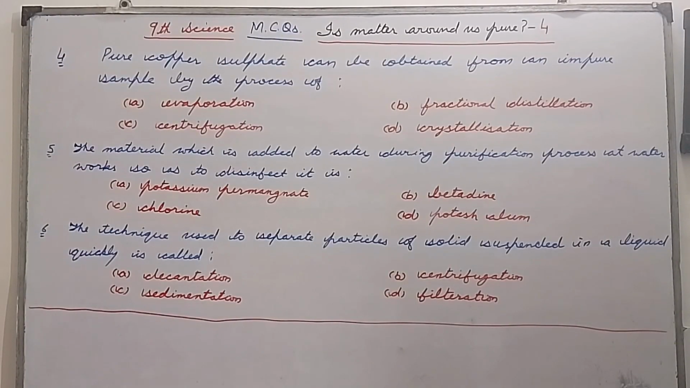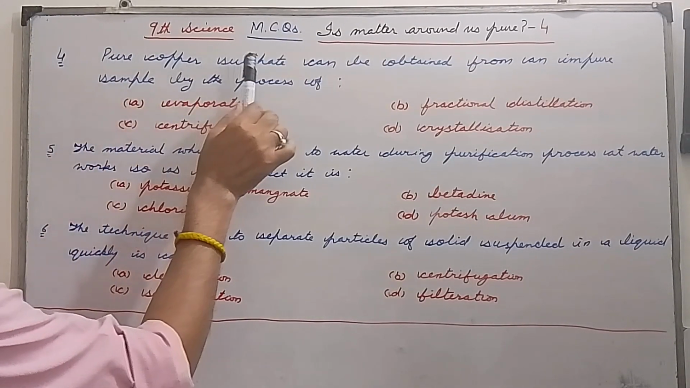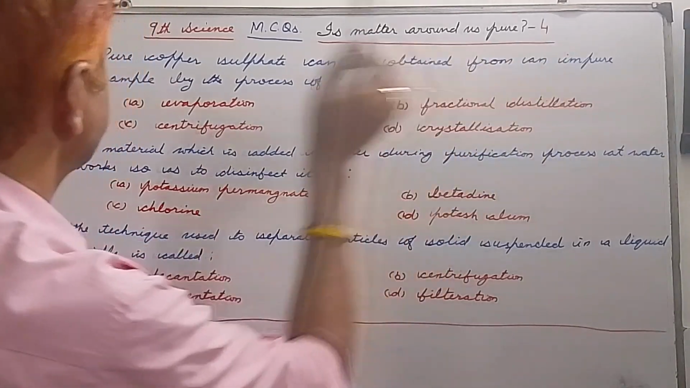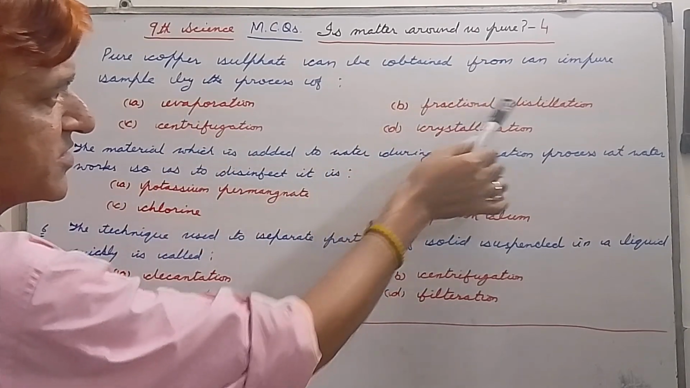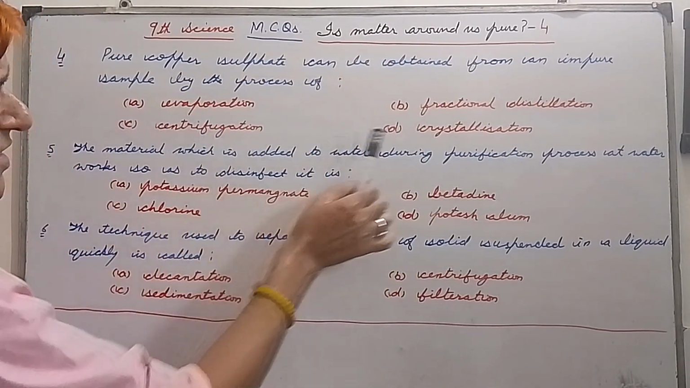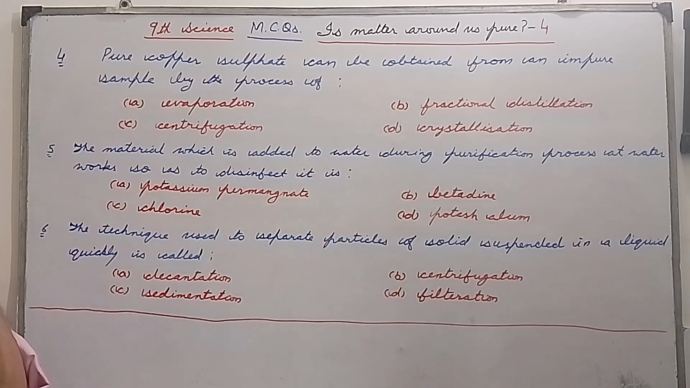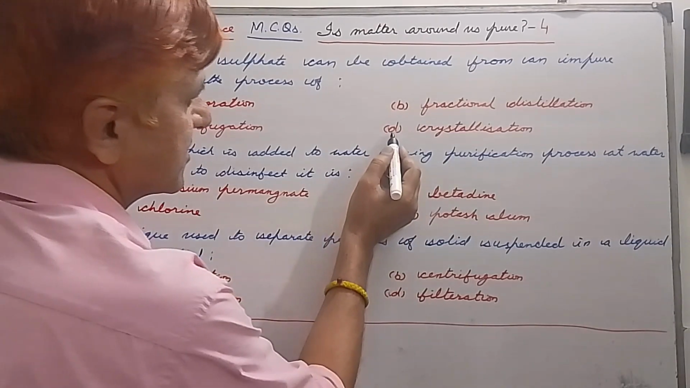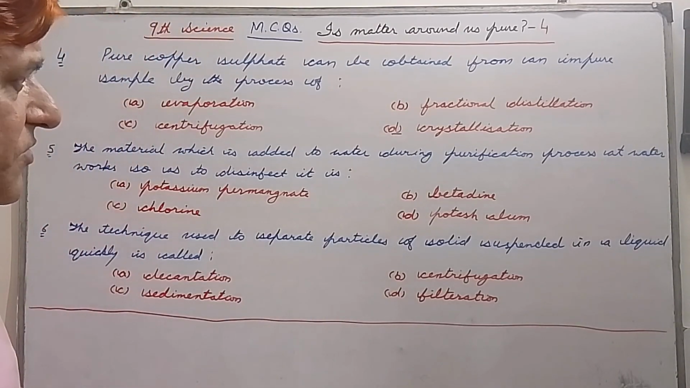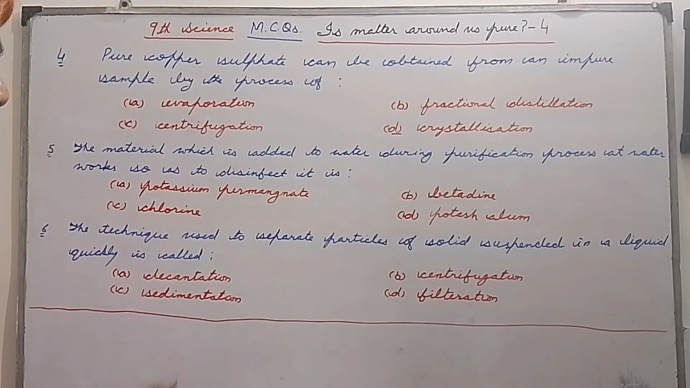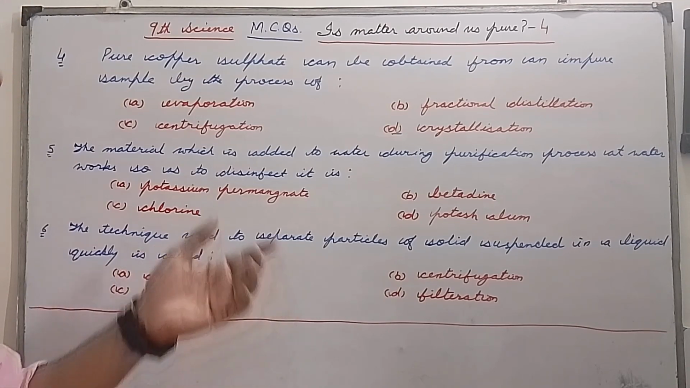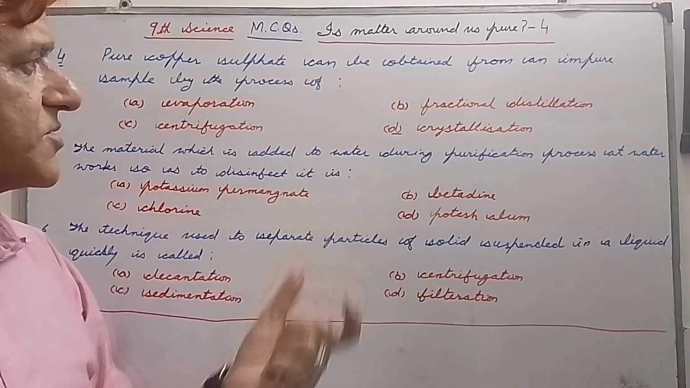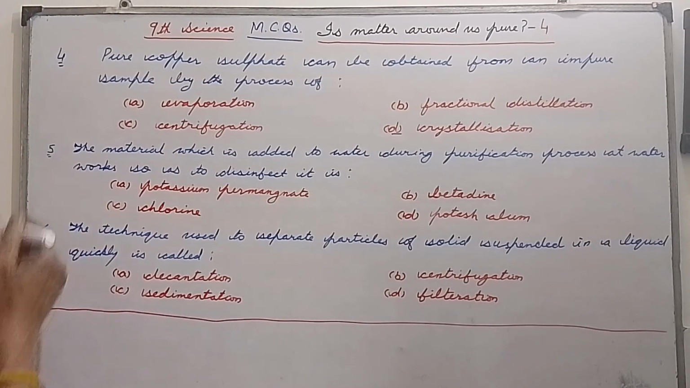My dear students, our next question is question number 4. Pure copper sulfate can be obtained from an impure sample by the process of, first option is evaporation, B is fractional distillation, C is centrifugation, and D is crystallization. So my dear students, here the correct option is D, that is crystallization. Always remember that crystallization is used to obtain a pure substance from its impure sample. So please remember this.